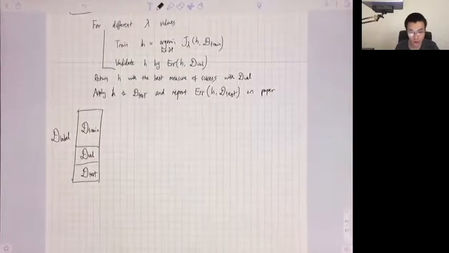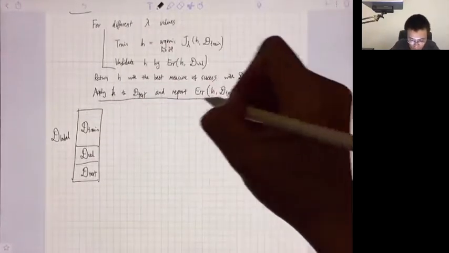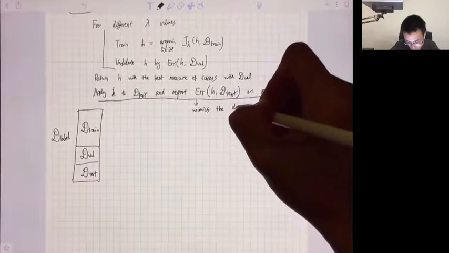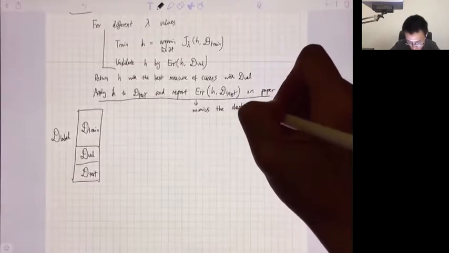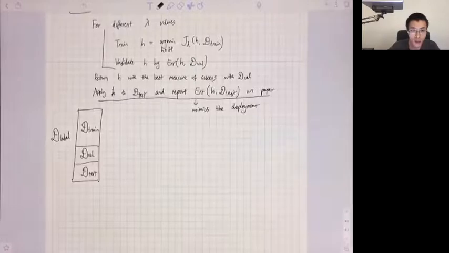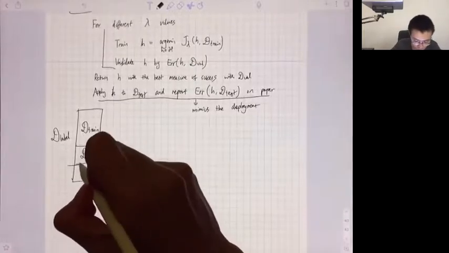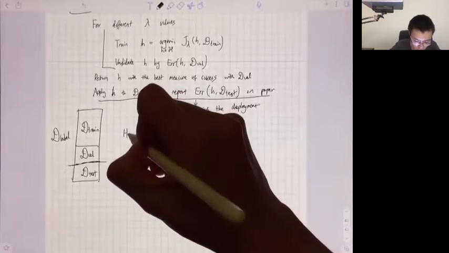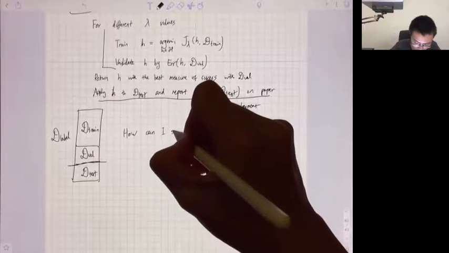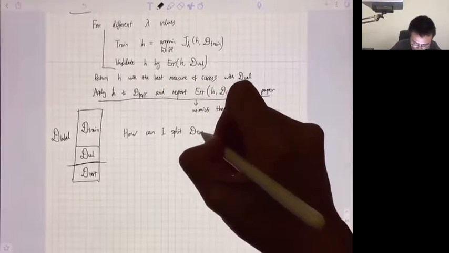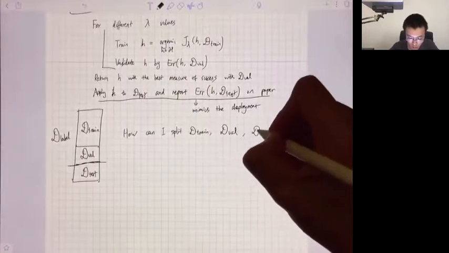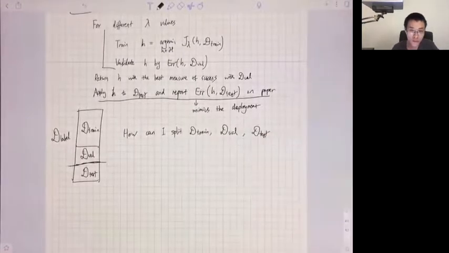Okay. So this step mimics the deployment. Okay. So here's the question. How can I split D-train and D-val? Or in research, sometimes you also have the right to choose D-test, okay?